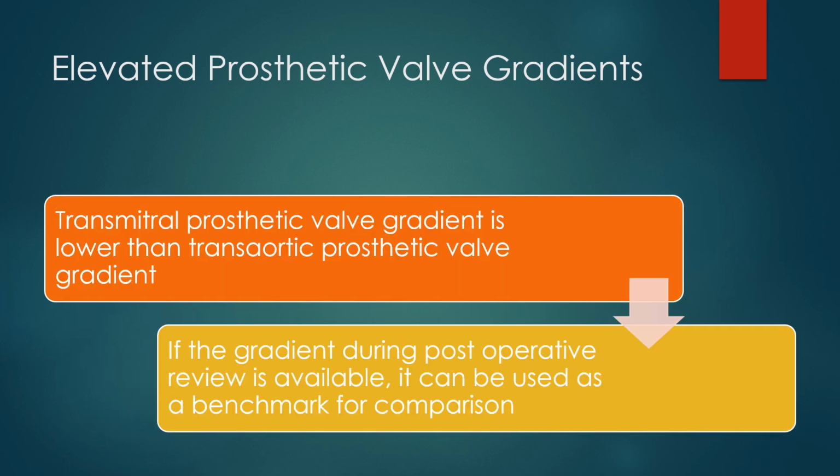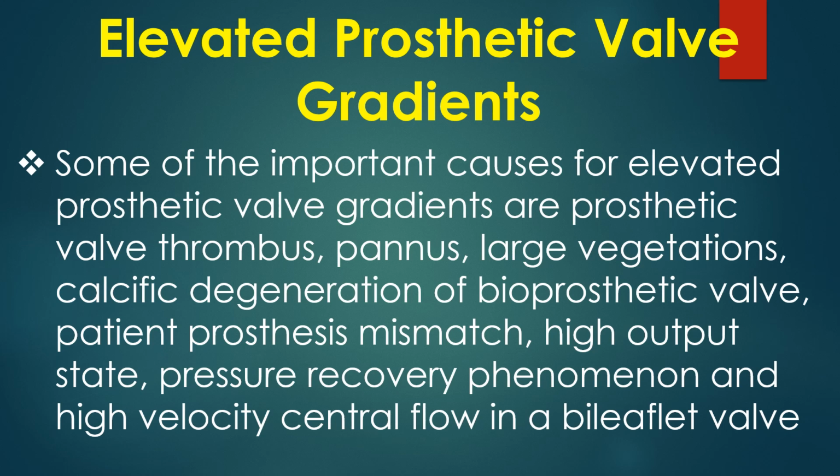Transmitral prosthetic valve gradient is lower than transaortic prosthetic valve gradient. If the gradient during postoperative review is available, it can be used as a benchmark for comparison. Some of the important causes for elevated prosthetic valve gradients are prosthetic valve thrombus, pannus, large vegetations, calcific degeneration of bioprosthetic valve, patient prosthesis mismatch, high output state, pressure recovery phenomenon, and high velocity central flow in a bileaflet valve.